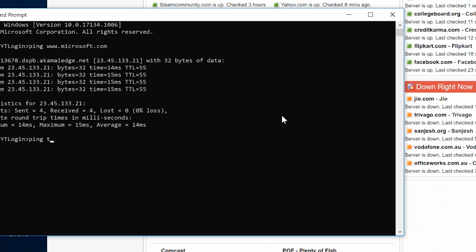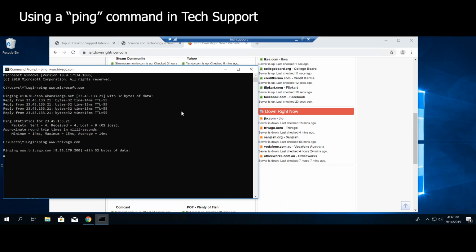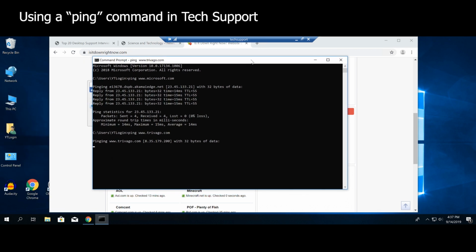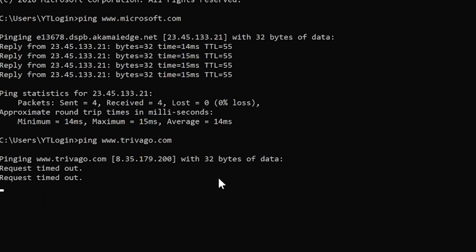Well, let's do www.trivago.com. Now, if this website is down, like it says it is, we're going to get some negative results, which would be a good example of how you use a ping command and how it helps you troubleshoot the issues. So far, we can see that it's timing out.